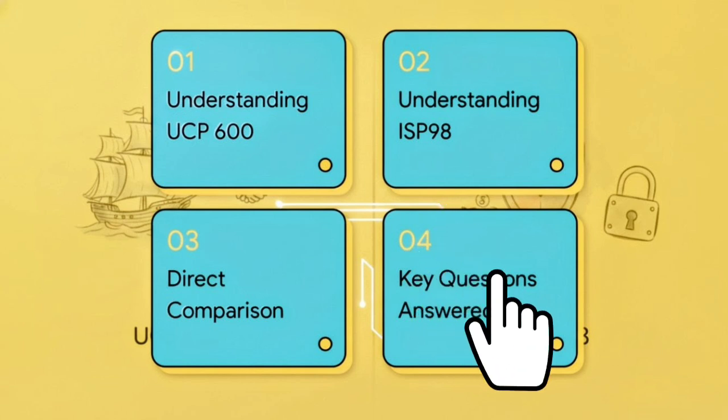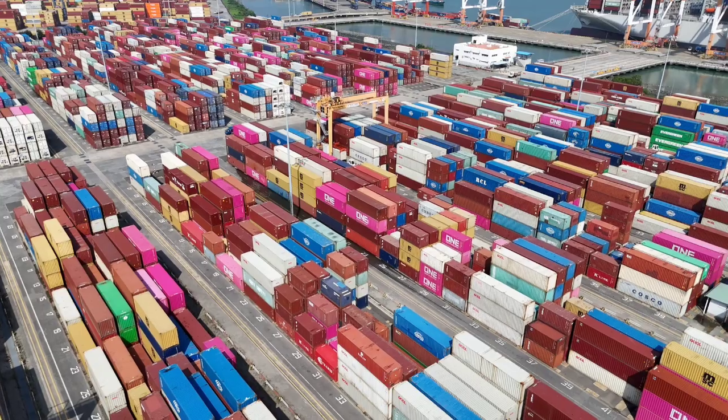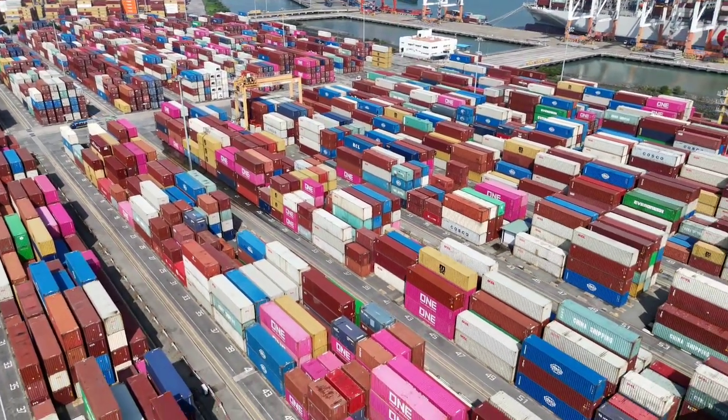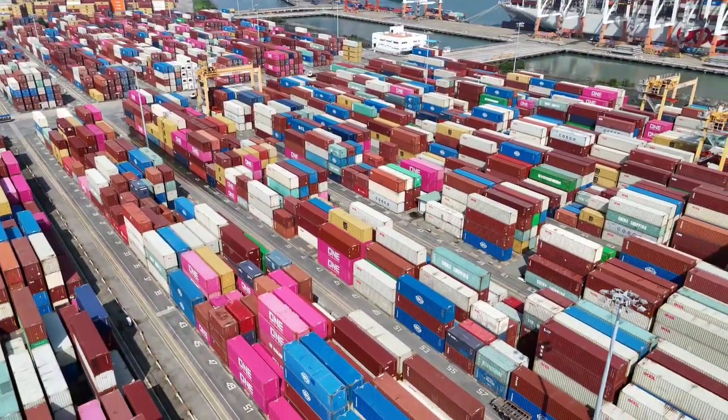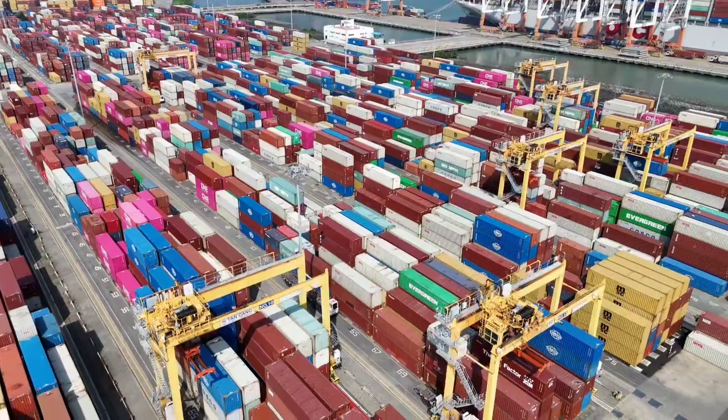Okay, let's get started with the one you've probably heard of, UCP 600. The best way to think about this is as the rulebook for when everything goes right. It's all about making sure a trade happens just as planned, and, most importantly, that the seller gets paid. UCP 600 stands for Uniform Customs and Practice for Documentary Credits. It's a mouthful, I know, but its job is pretty straightforward.